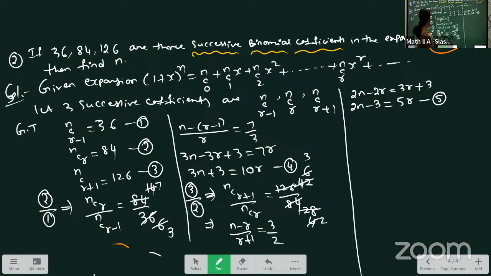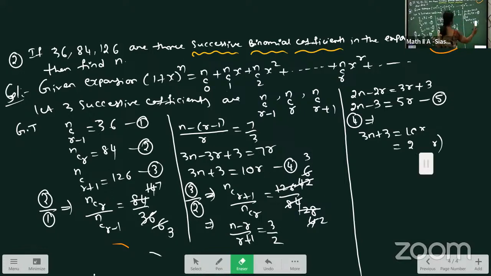Observe 4 and 5 to simplify further. From equation 4, we got 3n plus 3 is equals to 10r. This 10r, shall I write 2 into 5r? From equation 5, we have 5r value. So substitute that value. 2 into, what is 5r from equation 5? 2n minus 3. So 3n plus 3 is equals to 2 into 2n minus 3.